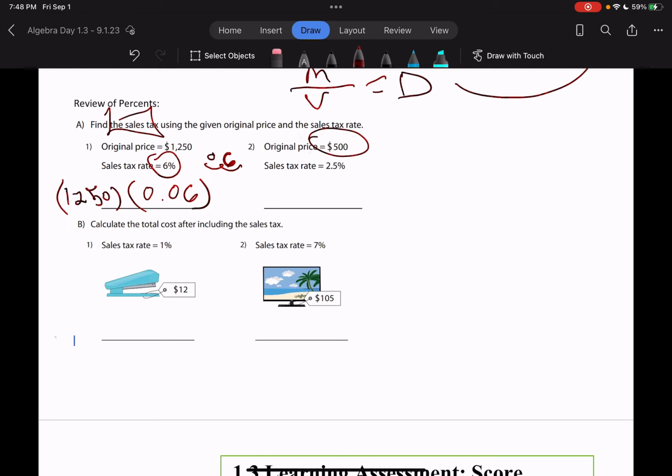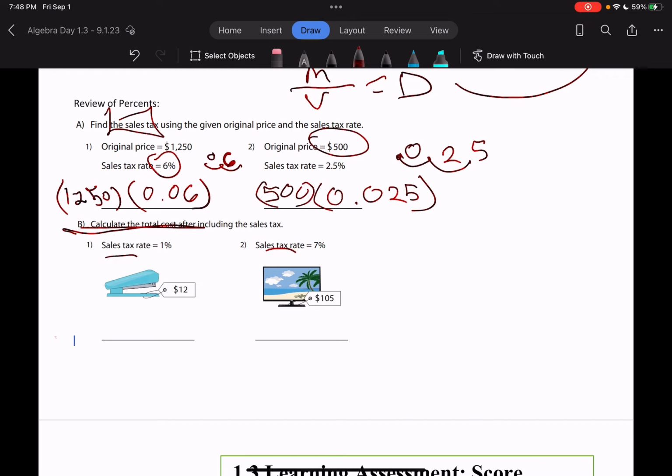Here I'm looking at 500 times, again, 2.5. Moving that decimal over 2 places, we're going to have 0.025 here. Okay? Now, down below it's calculating the total with sales tax. So this is going to be increasing the cost, right? When we add sales tax, we're increasing how much it costs us.